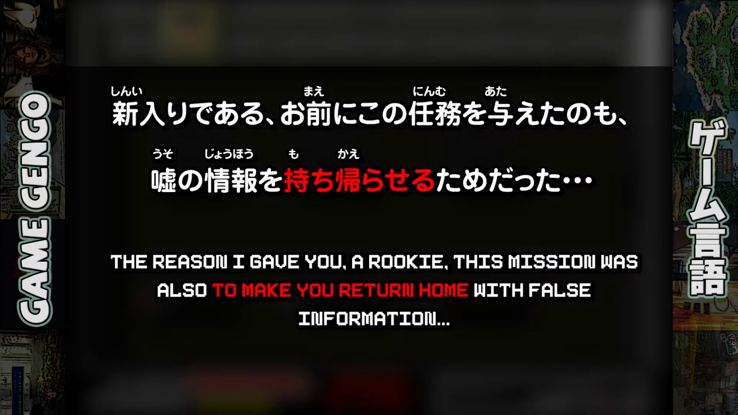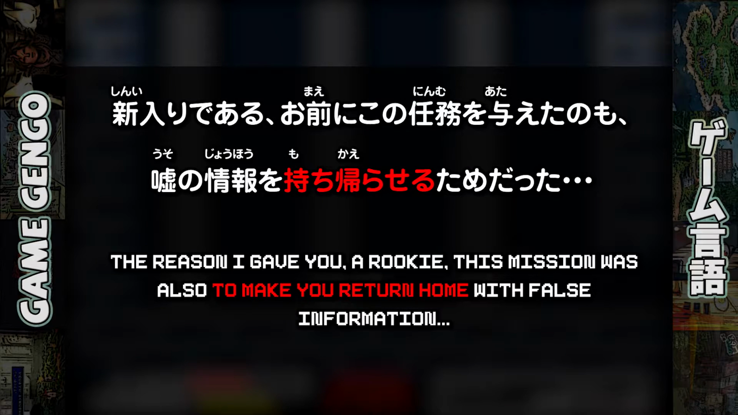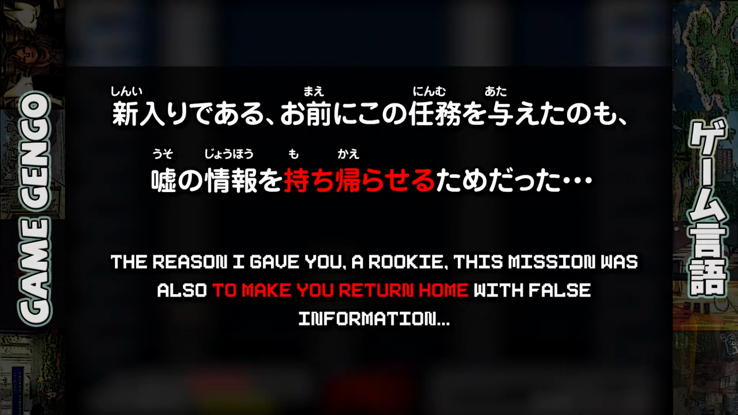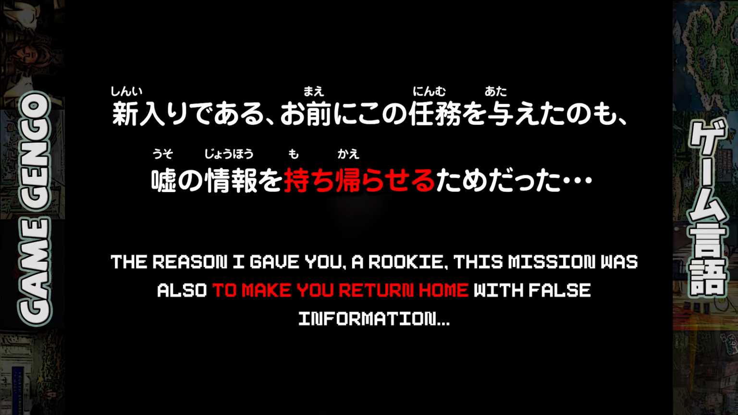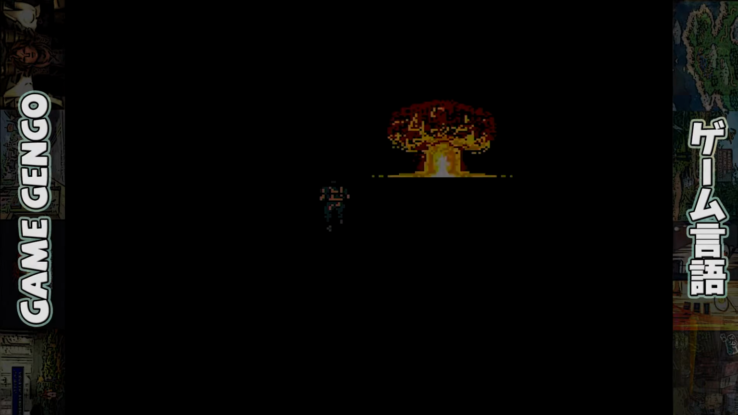So here, Big Boss is saying that he intentionally wanted to make Solid Snake bring false information back from his mission. Literally, it was for the sake of making you bring back false information. In this sentence, he uses mochikaeraseru to make bring it back.